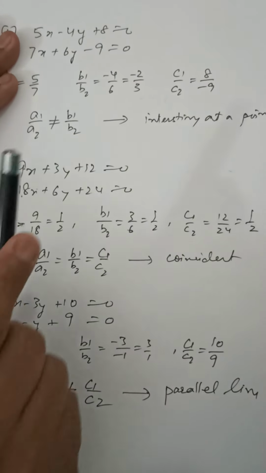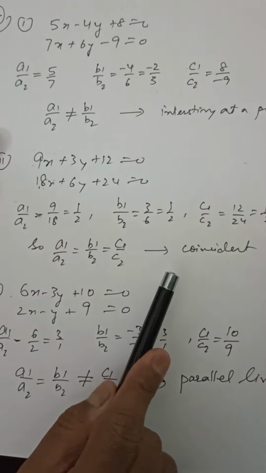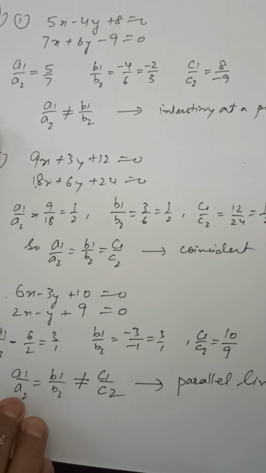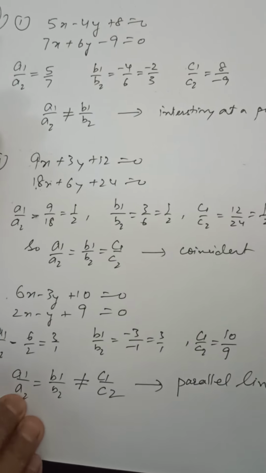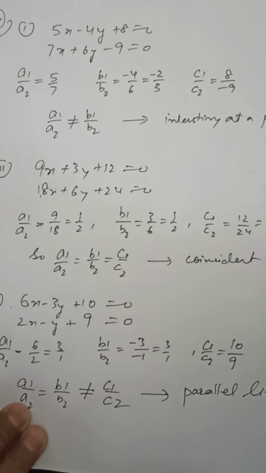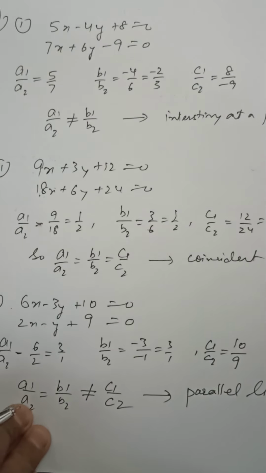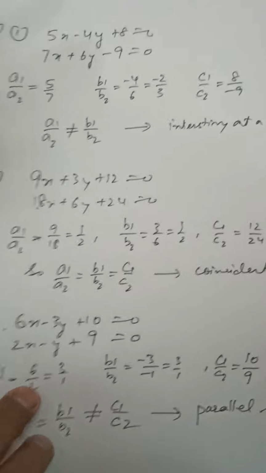So you have seen the first one was intersecting lines, second one was coincident lines, and the third one was parallel lines according to the conditions of A1 upon A2, B1 upon B2 and C1 upon C2. Now moving on to question number 3.